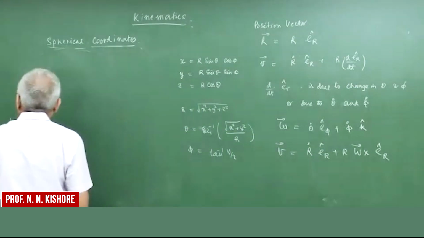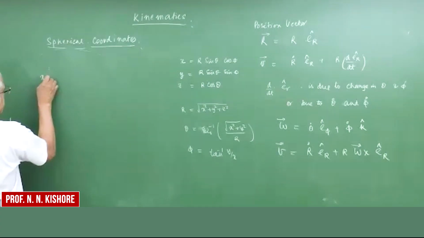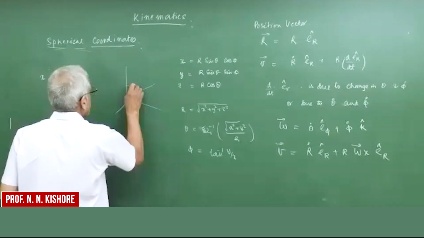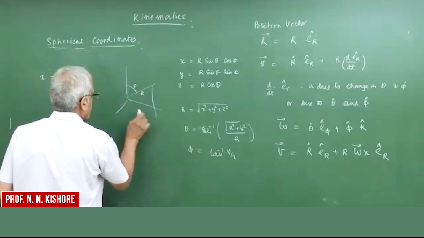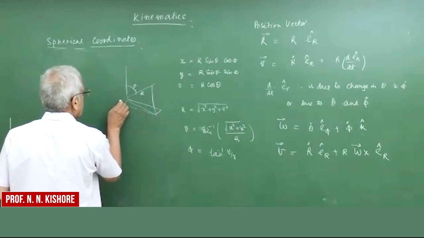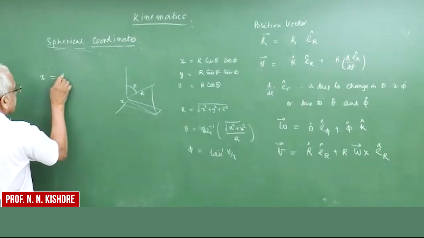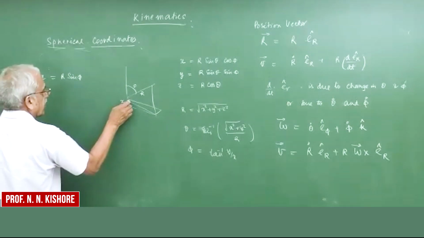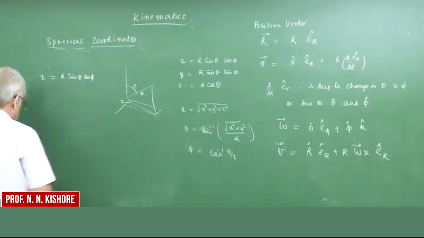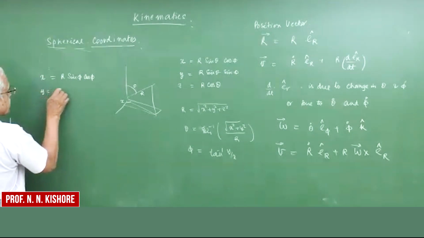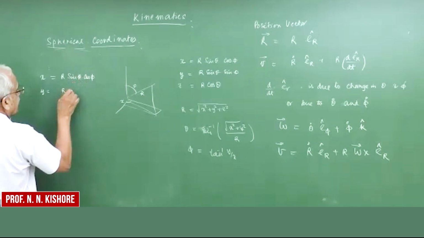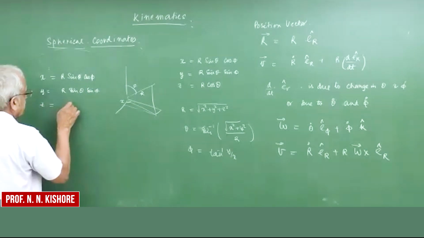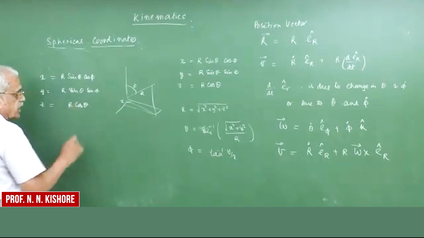For that, to start with, if you recall, x is equal to r sin theta cos phi, and similarly y is r sin theta sin phi. Using this, we are going to get a relationship.